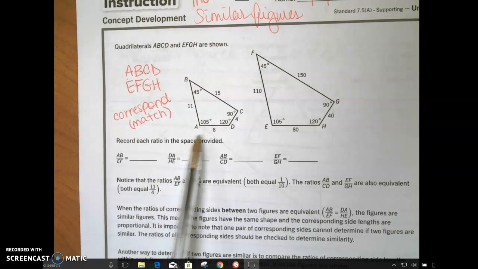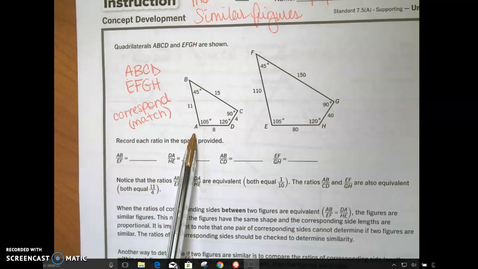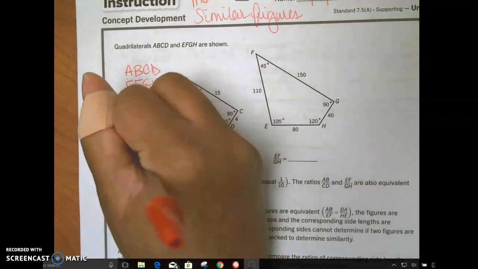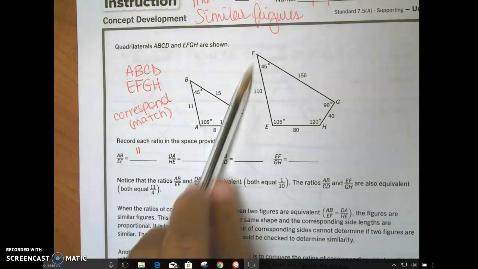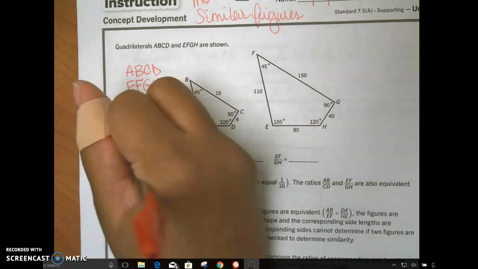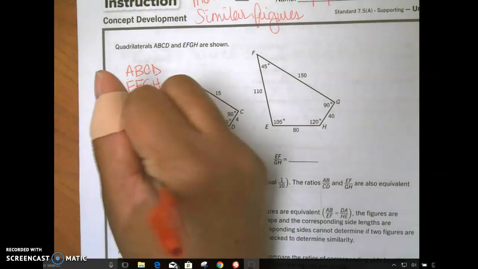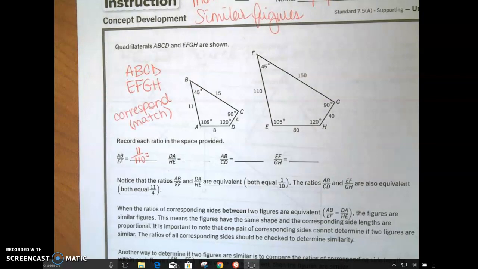AB. How long is that side? 11. EF. How long is that side? 110. What can I do to 11 over 110?